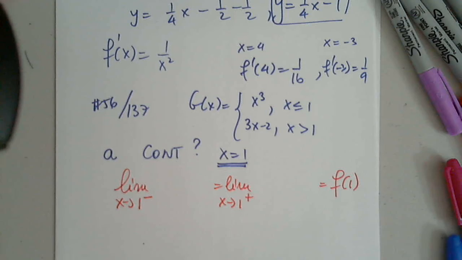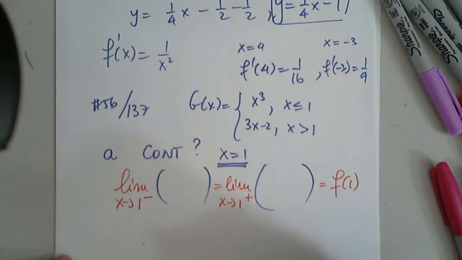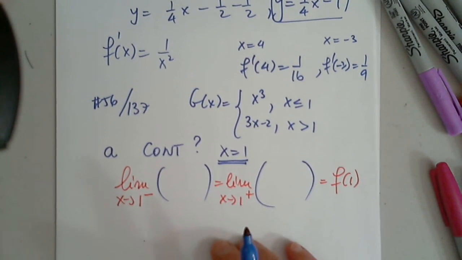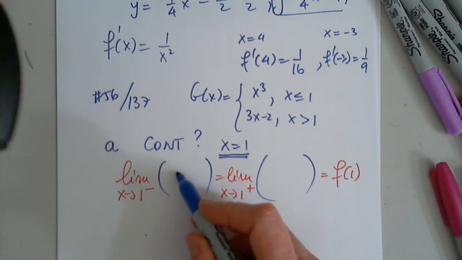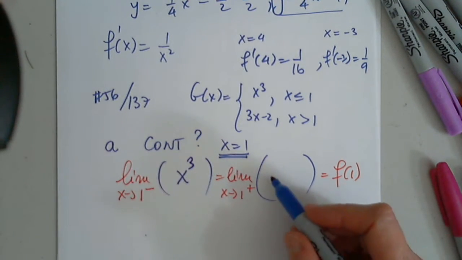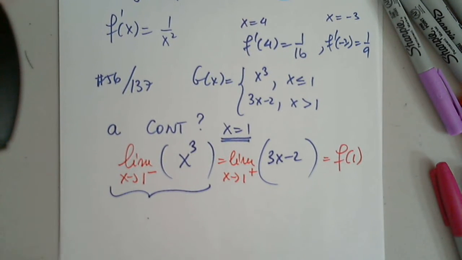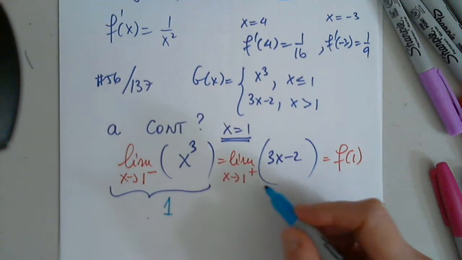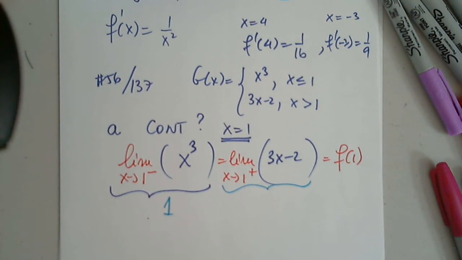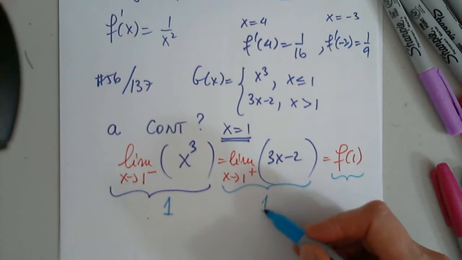Okay, so the limit from the left is from what? The limit from the right is from what? The limit from the left is x to the third, so 1 to the third. And the other one, obviously. So can anyone give us this limit? Very good. Can anyone give us this limit? Good. Can anyone give us f of 1?